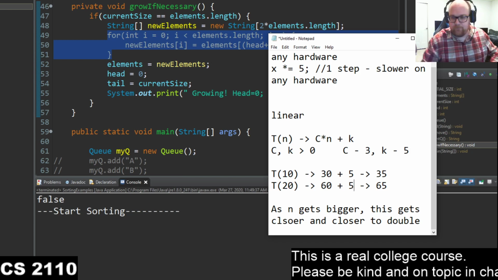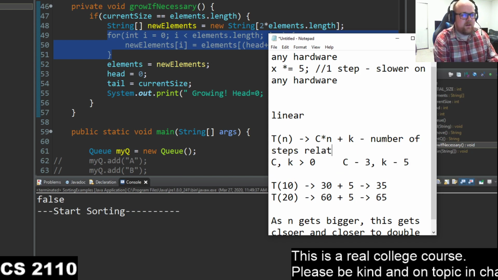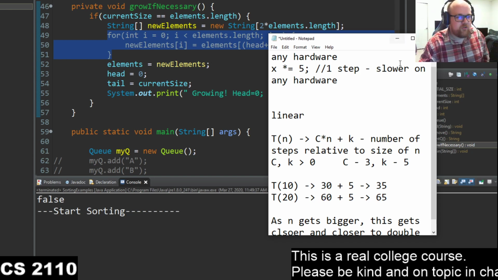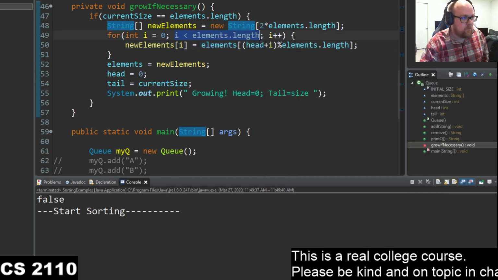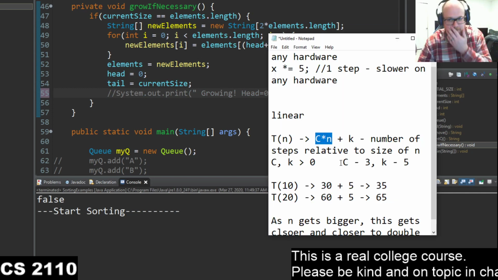Sorry, this should be 5. T of n is the number of steps relative to the size of n, where n is the input. An example of this would be a loop that has 3 statements in it. And then I had 1, 2, 3, 4, 5, technically 6 lines of code, but let's just cut that one out so we're at 5. This would be a way that we would calculate this.